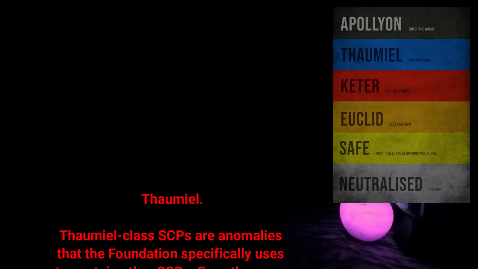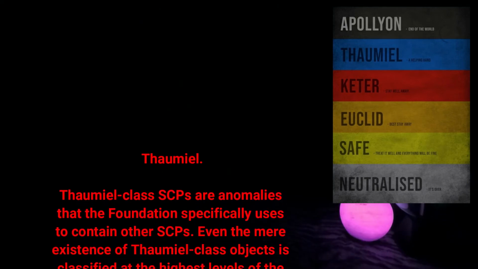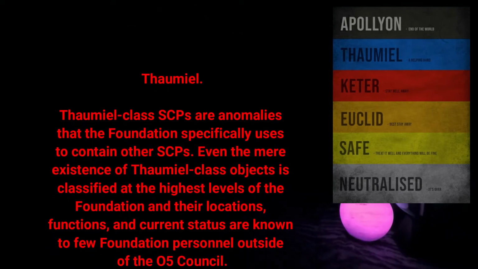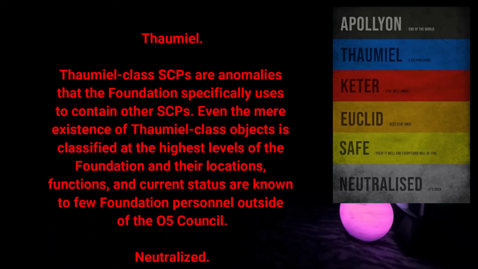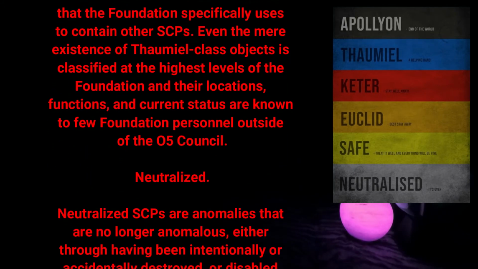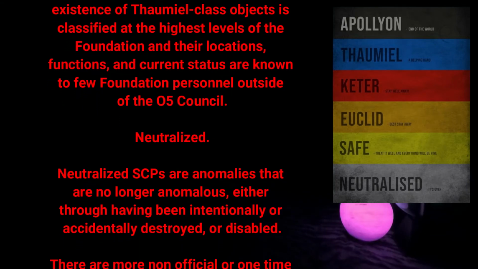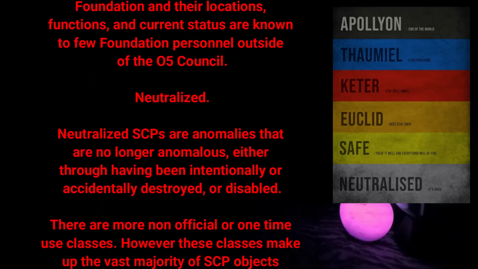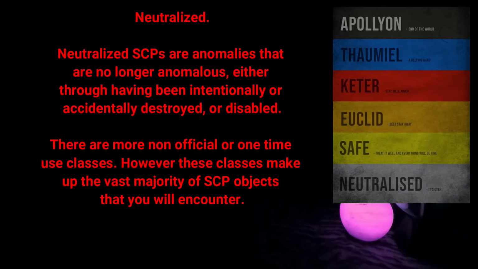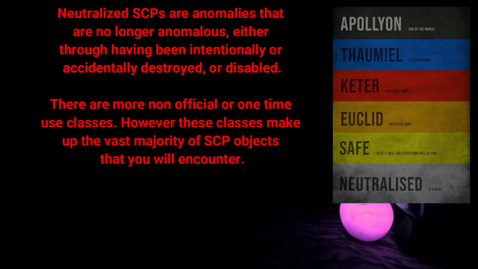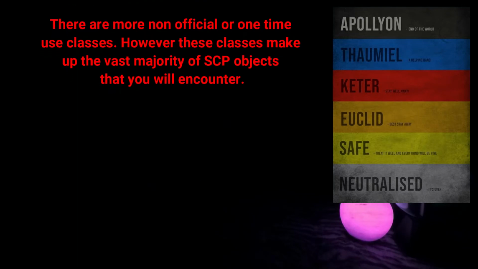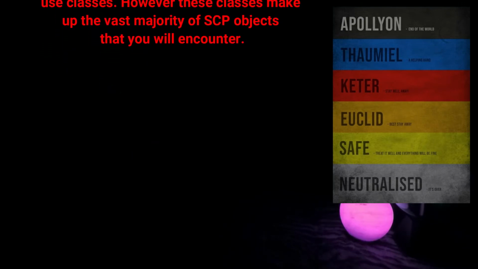Thaumiel class SCPs are anomalies that the Foundation specifically uses to contain other SCPs. Even the mere existence of Thaumiel class objects is classified at the highest levels of the Foundation, and their locations, functions, and current status are known to few Foundation personnel outside of the O5 Council. Neutralized SCPs are anomalies that are no longer anomalous, either through having been intentionally or accidentally destroyed or disabled. There are more non-official or one-time use classes. However, these classes make up the vast majority of SCP objects that you will encounter.